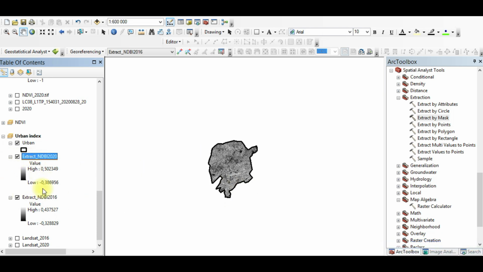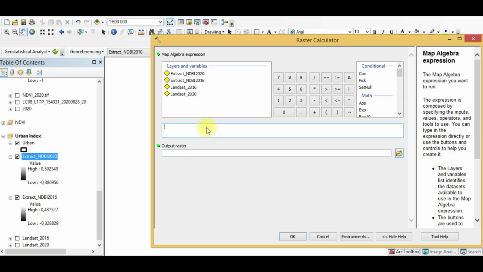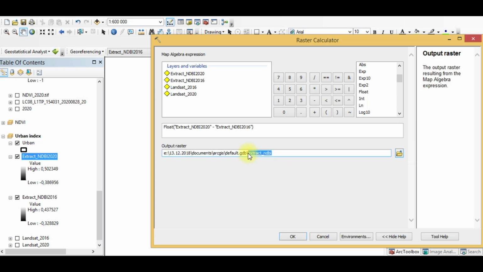So we have two images for 2020 and 2016, and let's subtract. We can again use the float, from 2020 subtract 2016. So actually, to subtract the previous year, the older year, from the current year, and in this case we will just make a change detection analysis. So we can name it urban change.